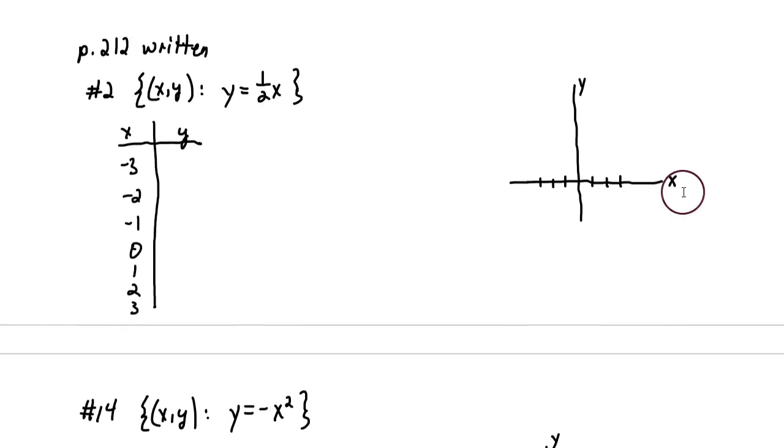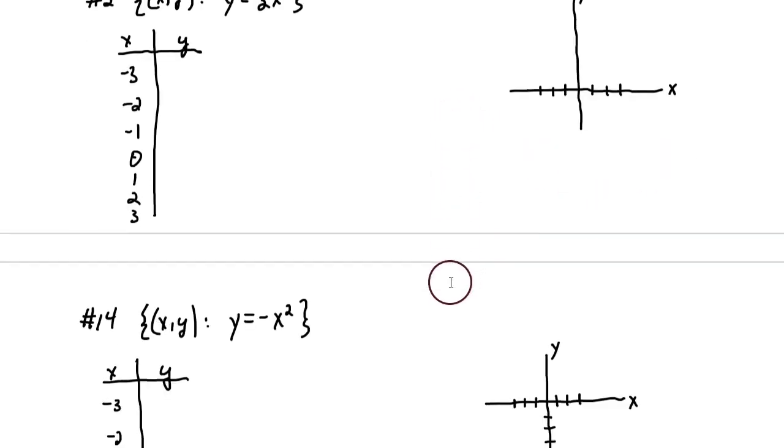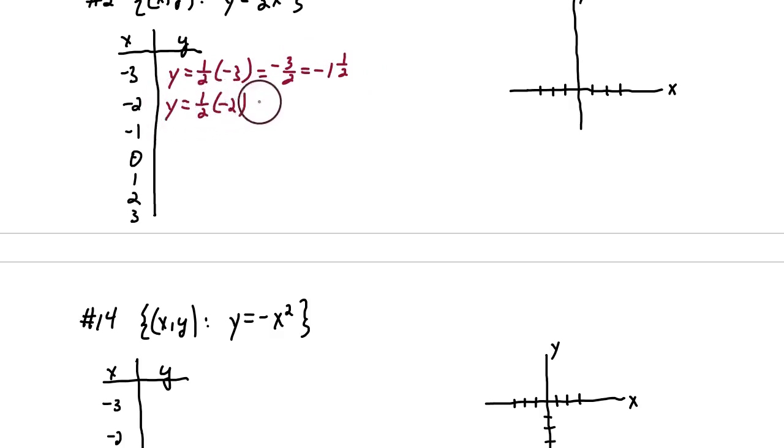On page 212, we're given an equation to find y in terms of x. And we're asked to find the values of y for these 7 integers. So let's substitute each of these numbers into that equation and find the answer. This is -3/2, or -1.5 when you do a mixed number. Next row, let's fill in -2. This makes -2/2, or just -1. Next row, fill in -1.